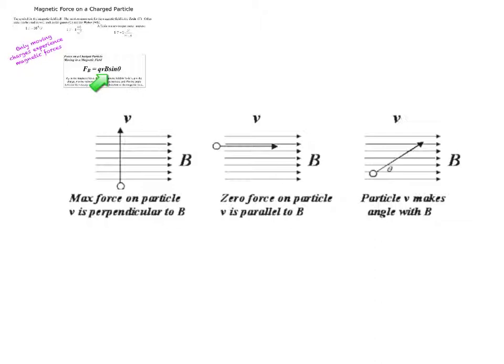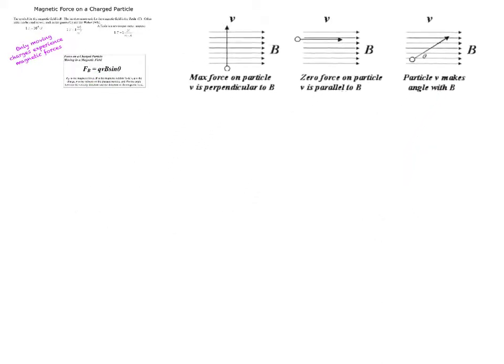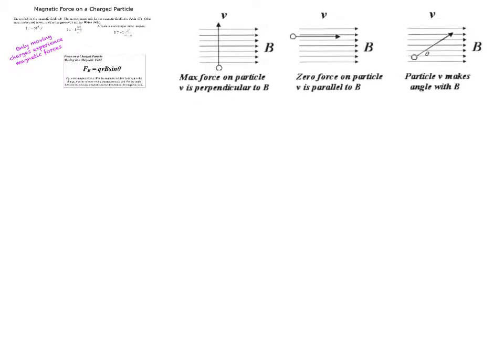So we've got three different things being perpendicular to each other. It's easy to see then that we're talking about three dimensions here. To quickly figure out the direction of the force acting on a charged particle moving in a magnetic field, we can use what's called the right-hand rule.